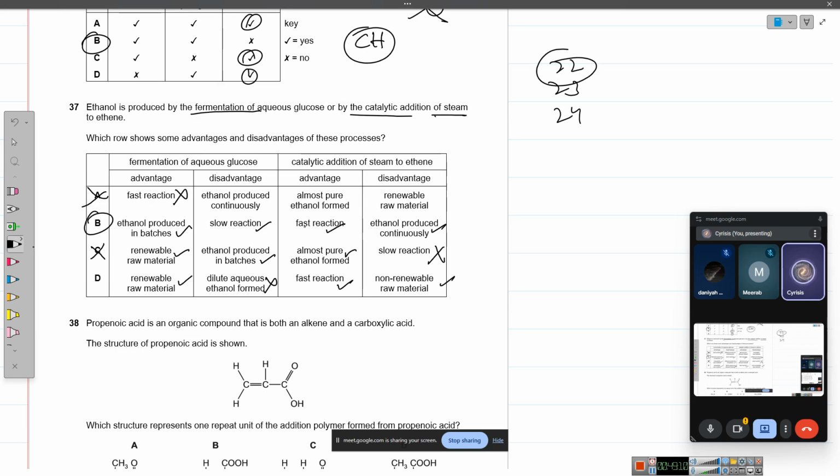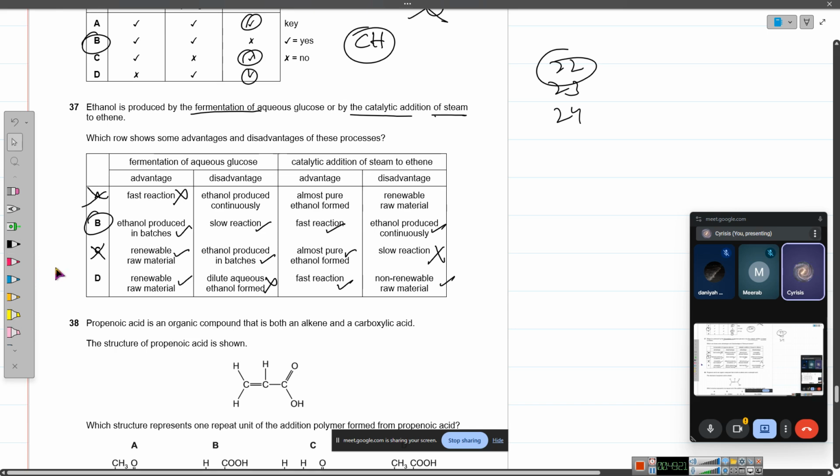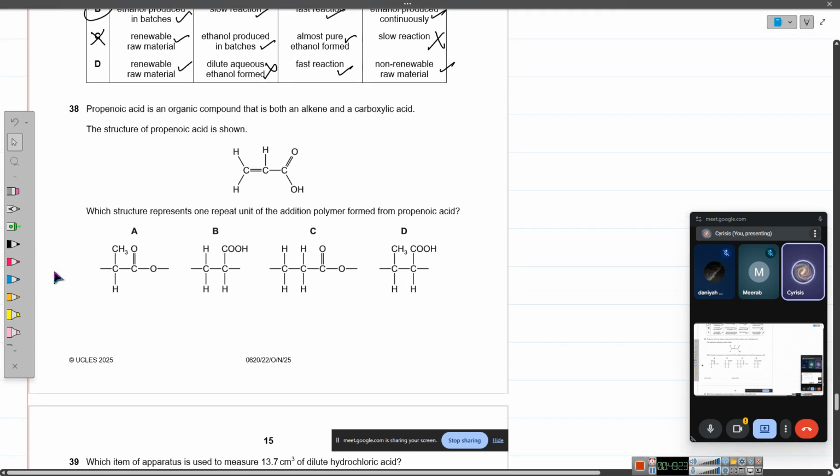It is a slow reaction, catalytic is fast, and ethanol is produced continuously, right? So you get constant production because you're filling in a gas, right? So you put in the gas, you give it the catalytic conversion, you get ethanol droplets consistently.